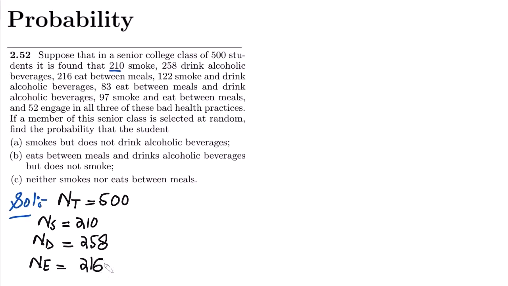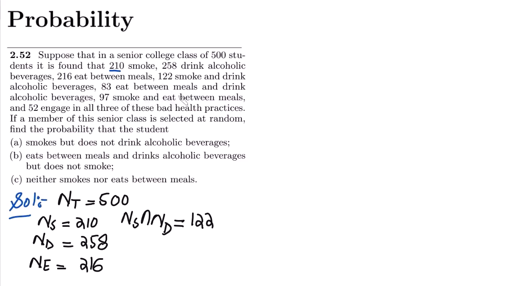Okay, these are the different data samples which are given to us. Similarly, 122 smoke and drink alcoholic beverages. So let me write it like this: smoke, and let me write this intersection as the AND operator, and drink, and this is 122. Okay, so this is the data here.